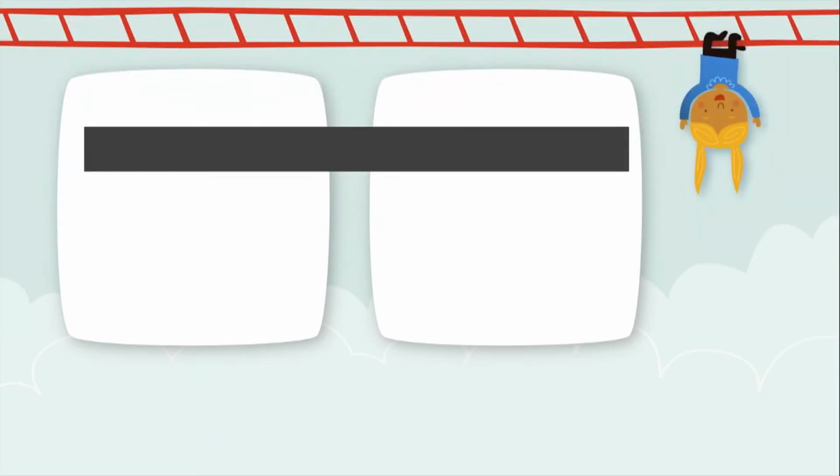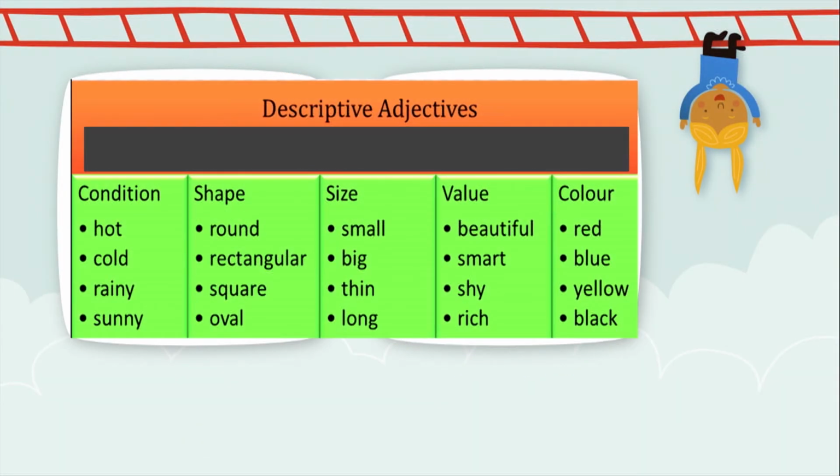So let's see. Descriptive adjectives. Just as the name says, descriptive adjectives do what? Yes, they describe. And we have a lot of examples here. Things like condition: hot, cold, rainy, sunny. And they describe the condition of something. We can describe shape: round, rectangular, square, oval. What other shapes can you think about? Words to describe the shape of something. That's good. What about the size?